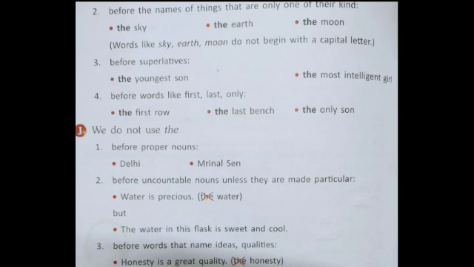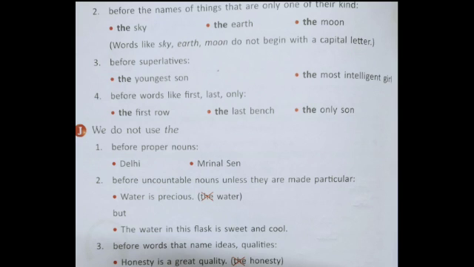Before words like first, last and only: the first row, the last bench, the only son. We say, the first row child, please get up. The last bench is always talking. You have the only son in your house. So these are the words where we use the particularly, for words like first, last and only. We do not use a or an over there, but the first row, the last bench and the only son.